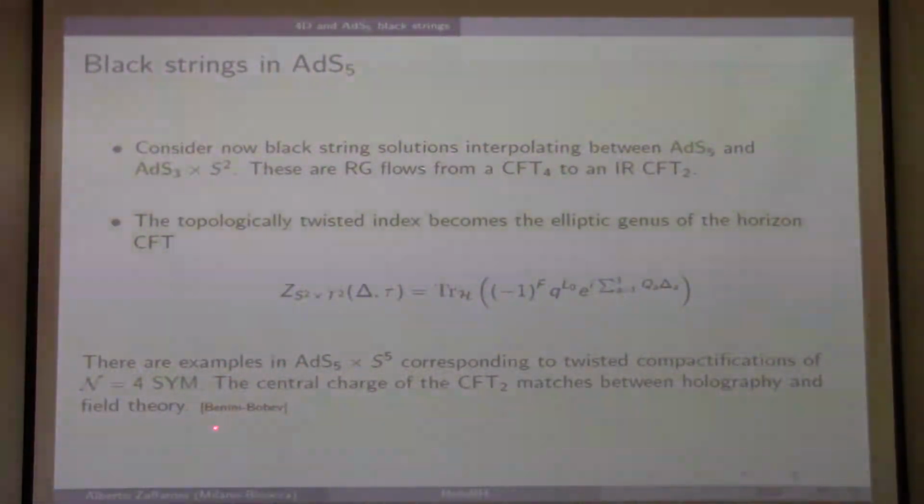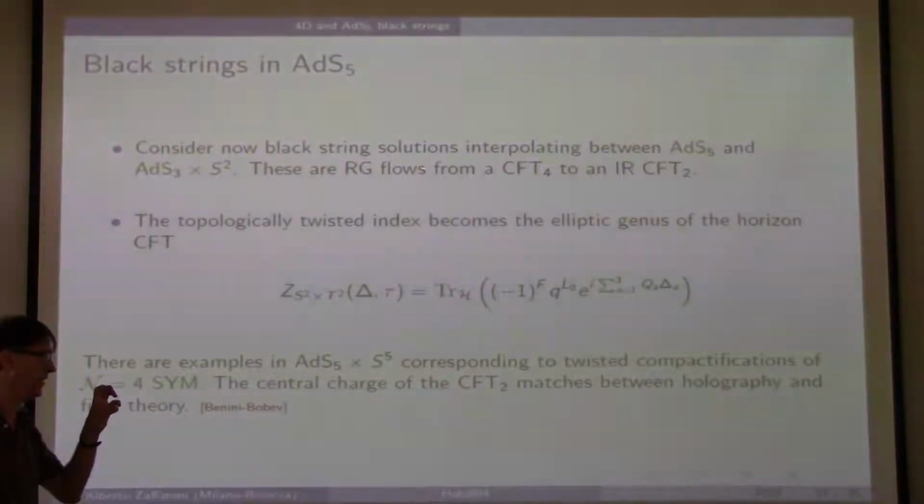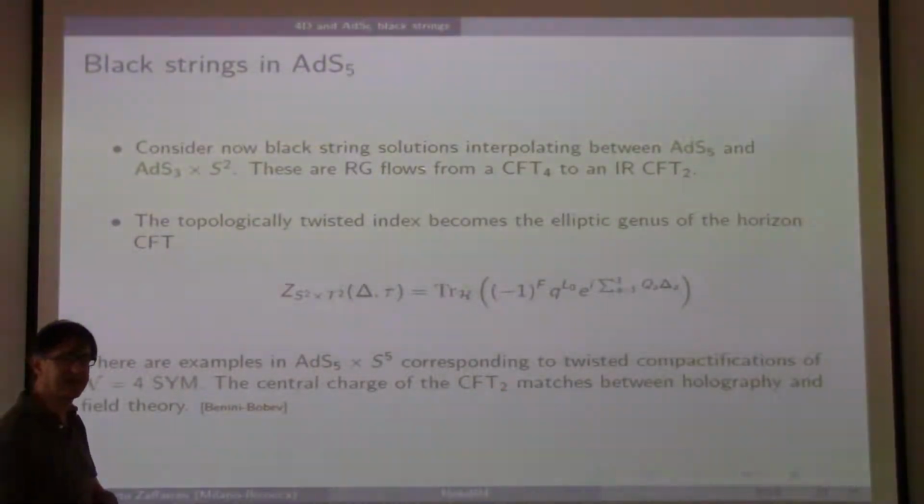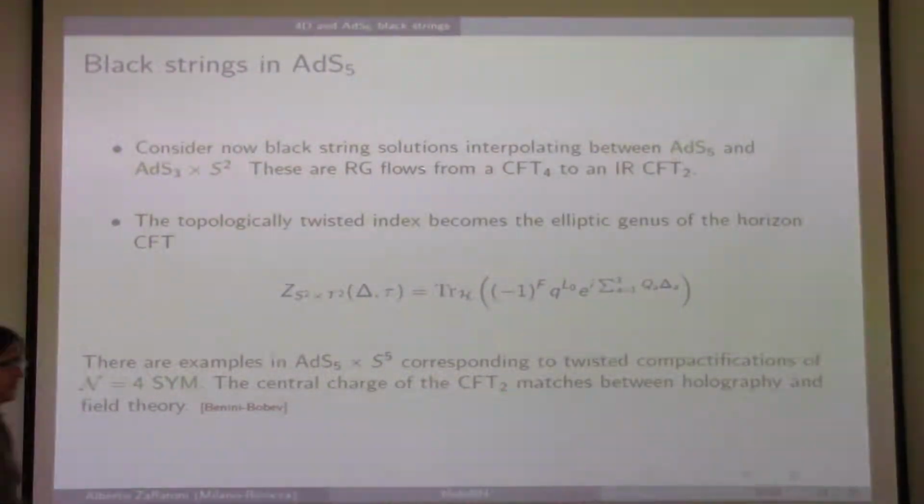In particular, Benini and Bobev have a series of papers that studied twisted compactification of N=4 super Yang-Mills. So the solutions are asymptotic to AdS5 times S5. And what they did essentially was to say, okay, I compactify my 4-dimensional conformal field theory on a sphere, I will get a 2-dimensional conformal field theory. Let's compute the central charge using field theory. Let's compare with the gravity result, and they match. Okay? So this is what they did.